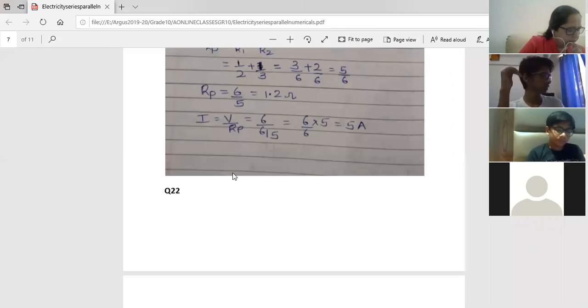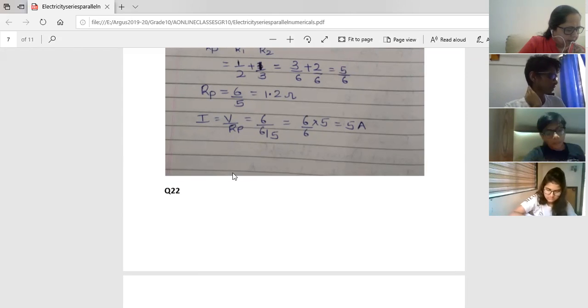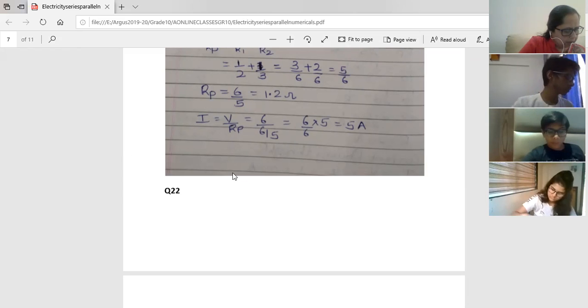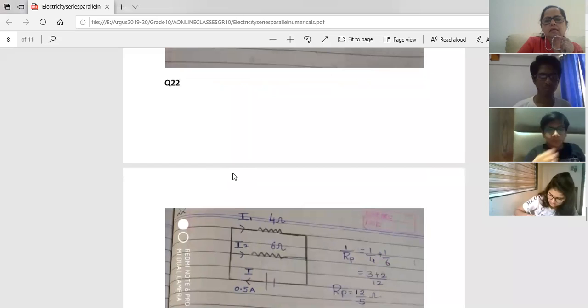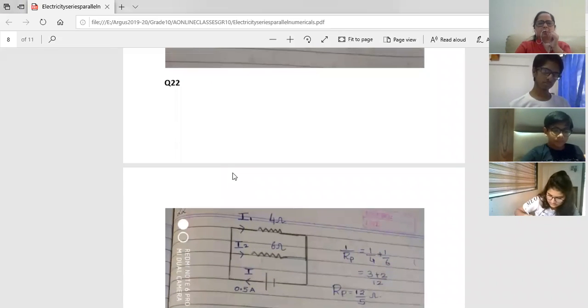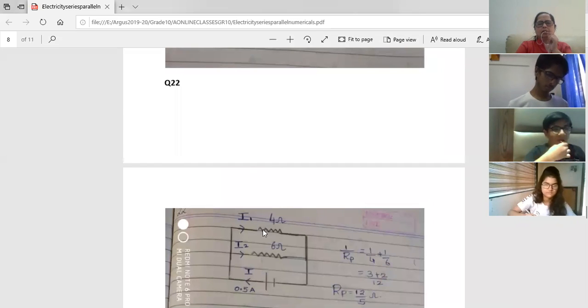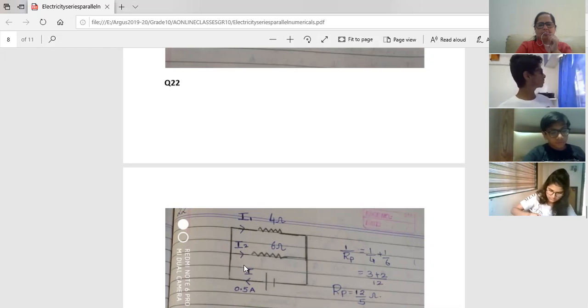So now I'm doing Question 22. There are two resistors, 4 ohm and 6 ohm. They are connected in parallel and they are drawing a current of 0.5 amperes. Now see how this is done. Can you see the circuit, children? You can see how they are connected in parallel, 4 ohm, 6 ohm. The current is 0.5 ampere. Now I have to find I1 and I2.